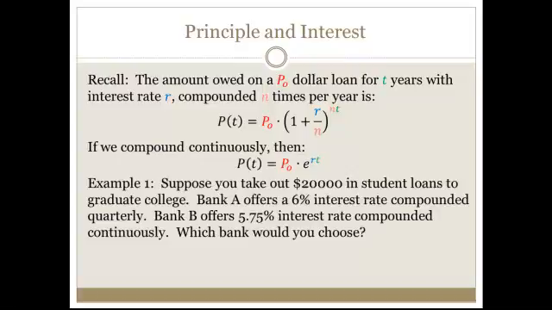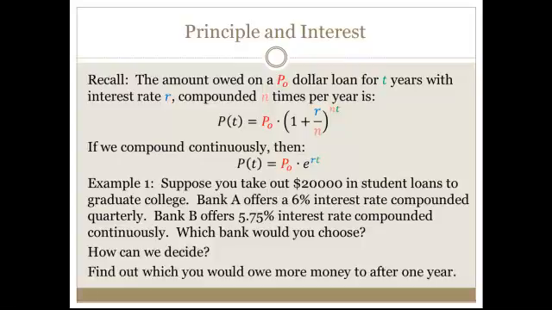In our first example, let's suppose that we take out $20,000 in student loans to graduate college. Bank A offers a 6% interest rate compounded quarterly, in other words, 4 times per year, and Bank B offers a 5.75% interest rate compounded continuously. Which bank would you choose? Well, how can we decide? Let's find out which one you would owe more money to after 1 year.